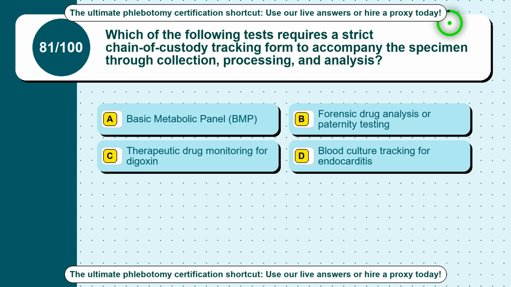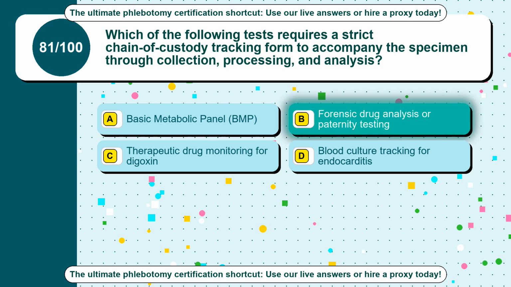Question 81. Which of the following tests requires a strict chain of custody tracking form to accompany the specimen through collection, processing, and analysis? Option A. Basic metabolic panel, BMP. Option B. Forensic drug analysis or paternity testing. Option C. Therapeutic drug monitoring for digoxin. Option D. Blood culture tracking for endocarditis. The correct answer is option B.